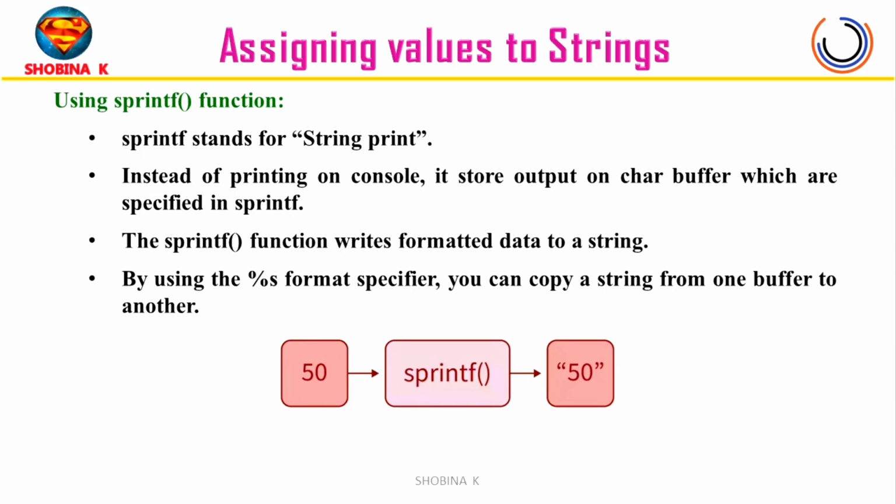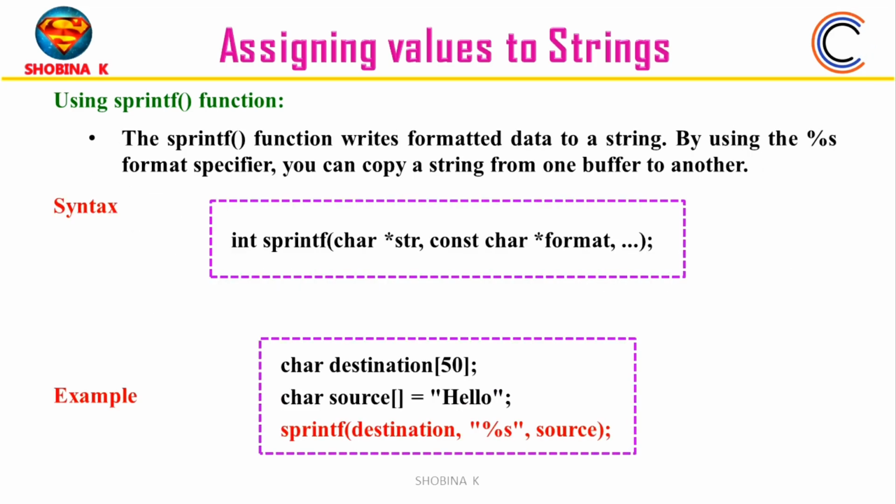By using the %s format specifier, you can copy a string from one buffer to another. Now let's see the syntax. int tells us that sprintf returns an integer value. sprintf is the name of the function. char *str is the first parameter you pass to the sprintf function. It should be a pointer to a character array, and here is where the result is stored. const char *format is a pointer to a constant string, or format string, that specifies how you want the data to be formatted. The ellipsis indicates that the function can accept a variable number of arguments after the format parameter.